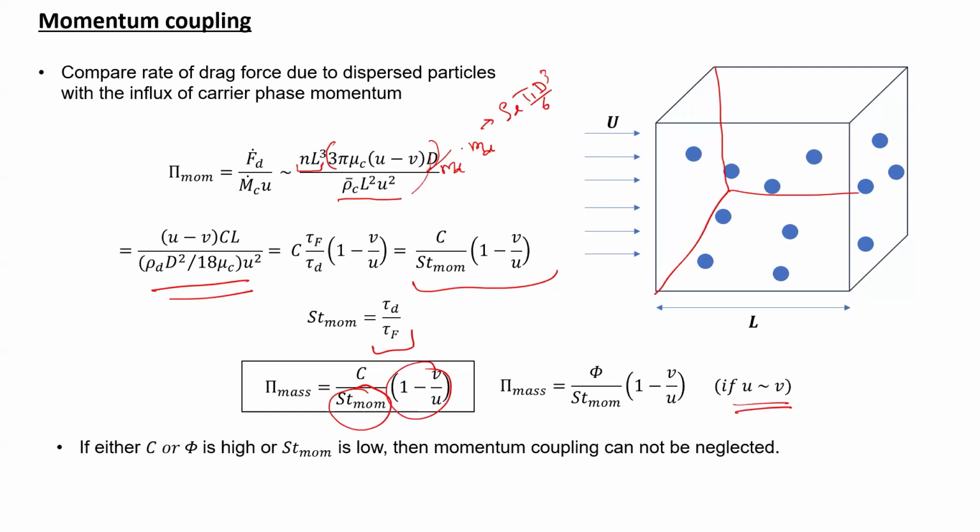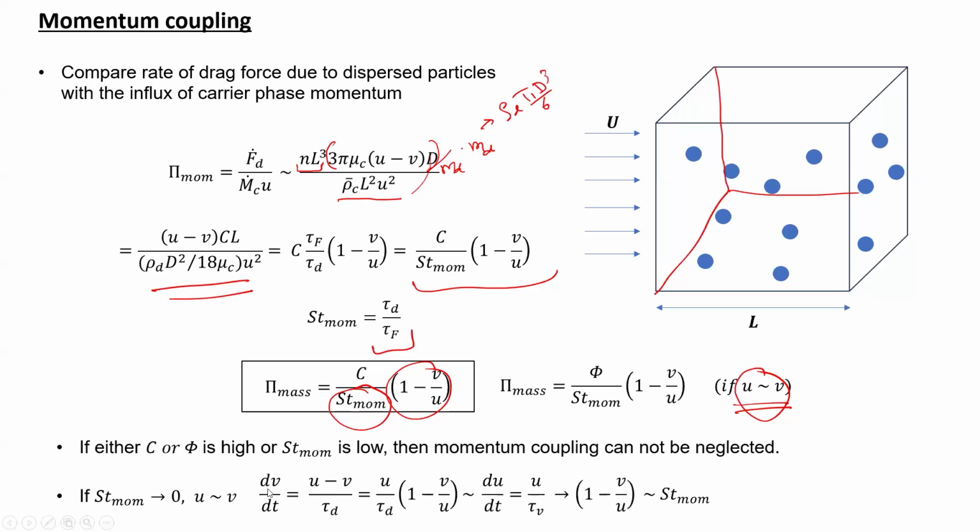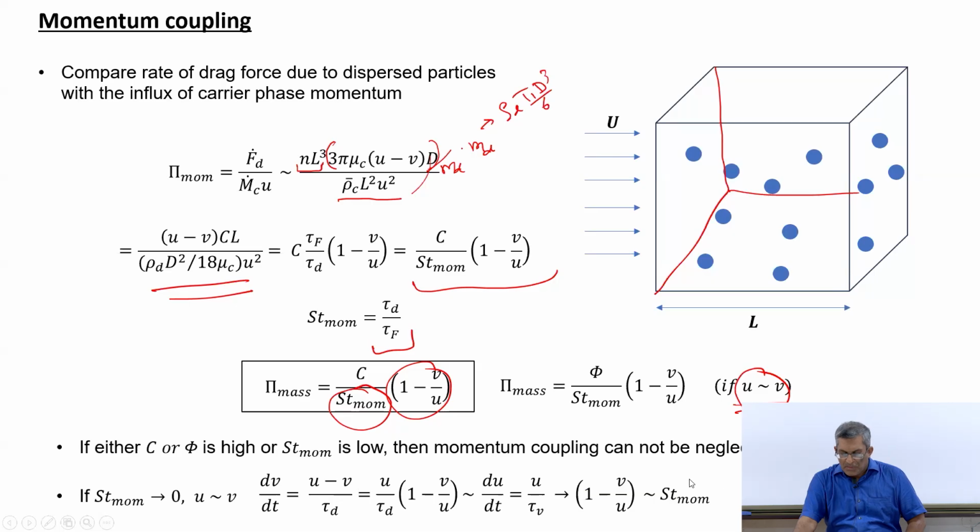When the Stokes number tends to 0, you have this scenario. In that case, you have here a kind of 0 by 0 form. Interestingly, we can show that under such a limiting condition, this parameter 1 minus V by U is basically similar to the Stokes number itself. Here you see, because the velocities of both phases are similar, we can also assume that the accelerations are also similar.